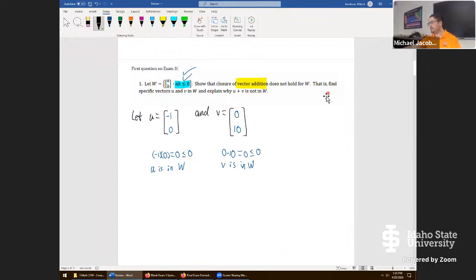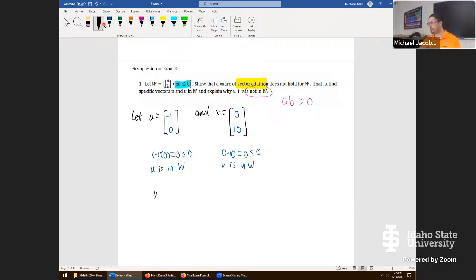So now let's see here. It says find specific vectors U and V in W. We just did that, so we're on the right track. Now it's asking us to explain why those two vectors we chose, U and V, is not in W. In other words, the not in W means we want to show that the entries A times B, you have to negate this entire statement, and the negation of less than or equal to 0 is strictly greater than 0. So we don't even have the possibility it equals 0 any longer.